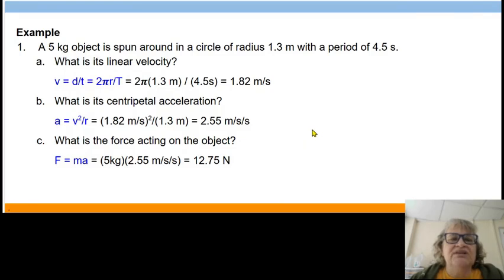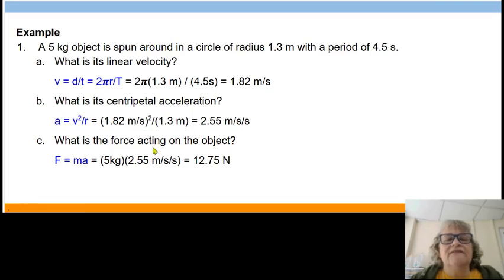What is its centripetal acceleration? Remember, acceleration is the linear velocity squared divided by the radius of the circle. So we're going to do our answer from before, 1.8 meters per second, squared, and divide that by the radius of the circle, which is 1.3 meters. And we end up with 2.55 meters per second per second.